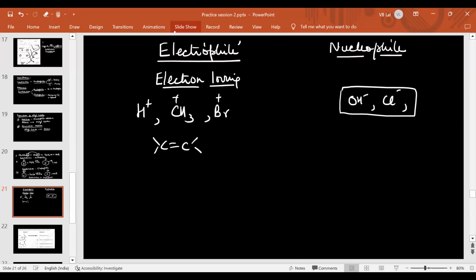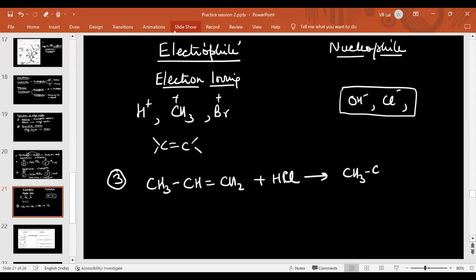Now the third type of reaction, I want to give you one example. Supposing it is CH3CH=CH2. This comes in preparation of alkyl halides. So I want to add HCl. I will get CH3CHClCH3. Now, can you tell me what type of reaction is this? Who will tell me what type of reaction?